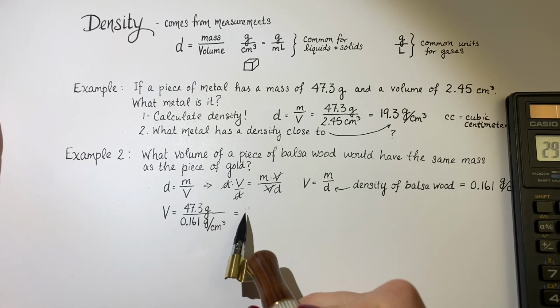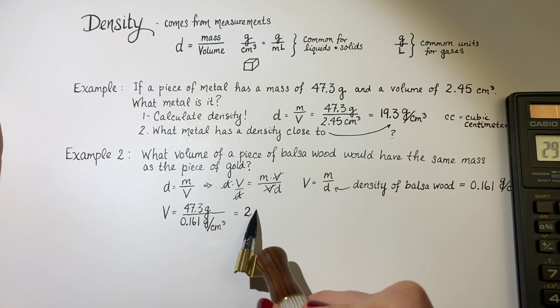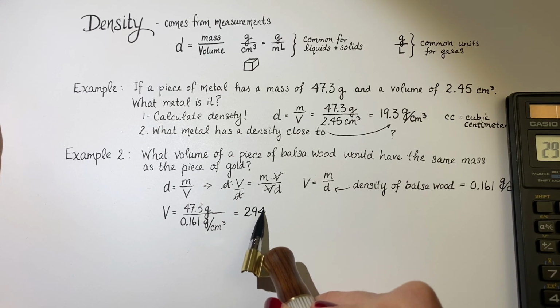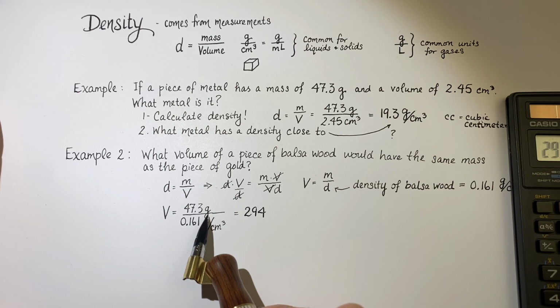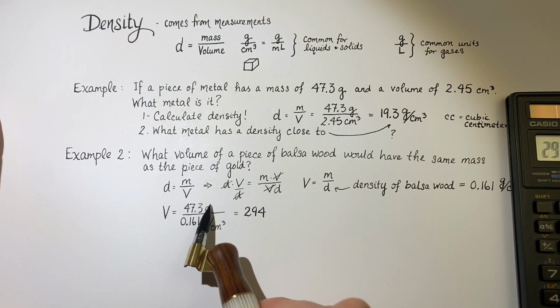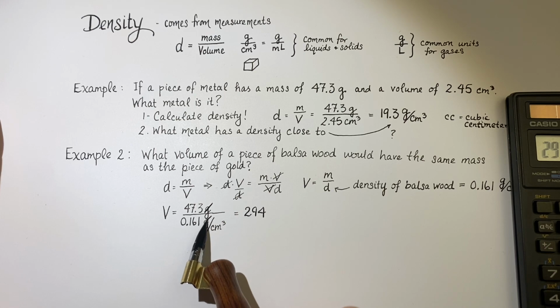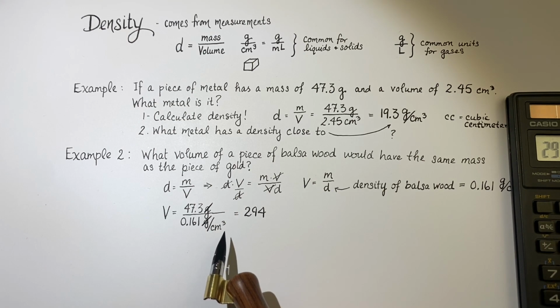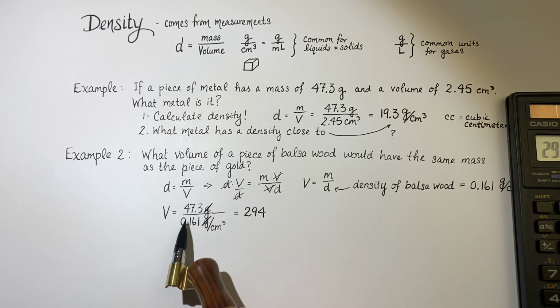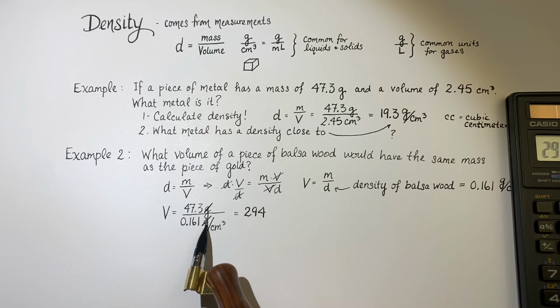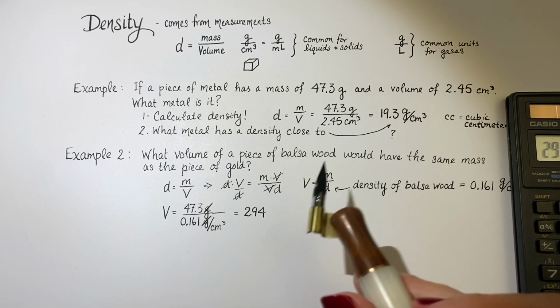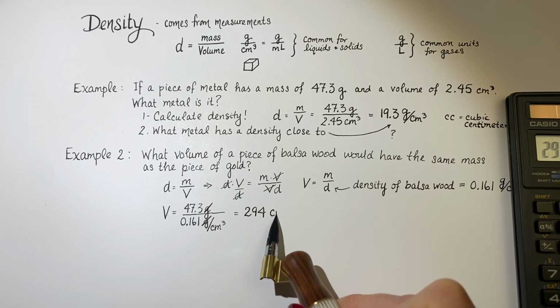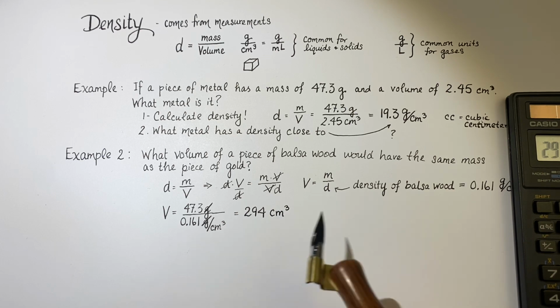So if we take a look here, 294. We have grams, and we have grams. These cancel out. Now, this is a little bit tricky to see, but what we have is this whole thing is a denominator, but we have a unit that is a denominator of a denominator. And guess what? That moves it to the numerator. So our units are centimeters cubed.